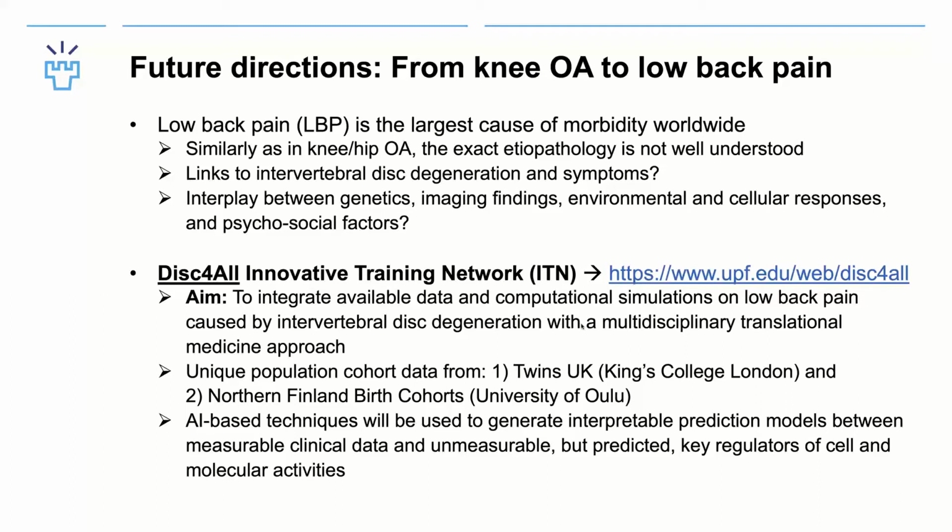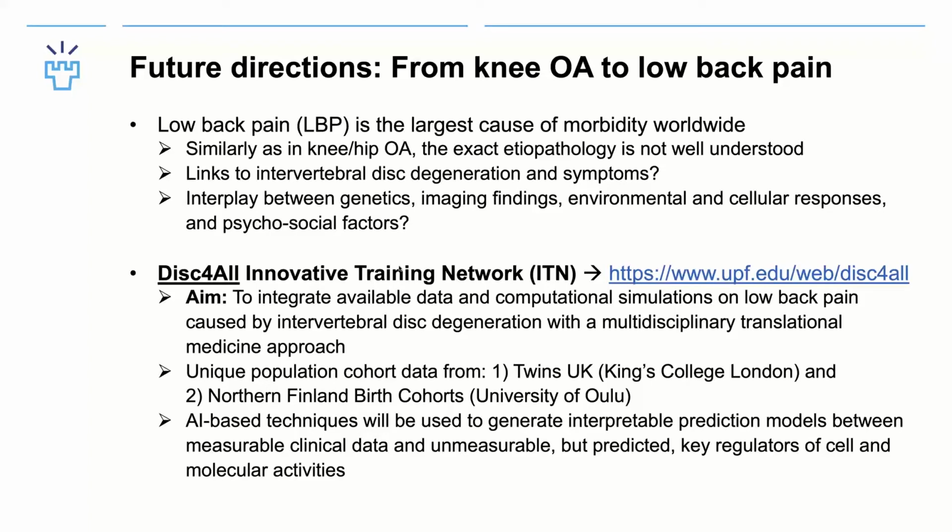And if we add into the equation the genetics and environmental and cellular responses and psychosocial factors, like is done in this DISC for All innovative training network, which started last November, the aim is to integrate available data and computational simulations on low back pain caused by intervertebral disc degeneration with a multidisciplinary translational medicine approach. And in this project, we will nicely connect the biomechanics also with these imaging findings.